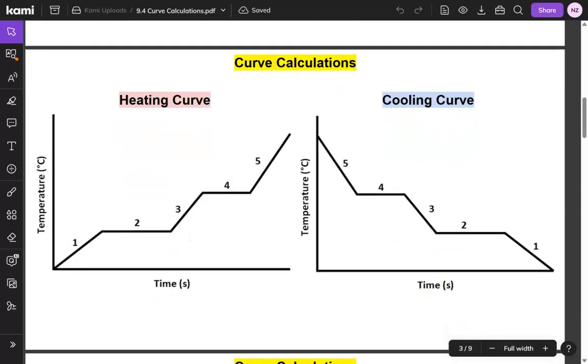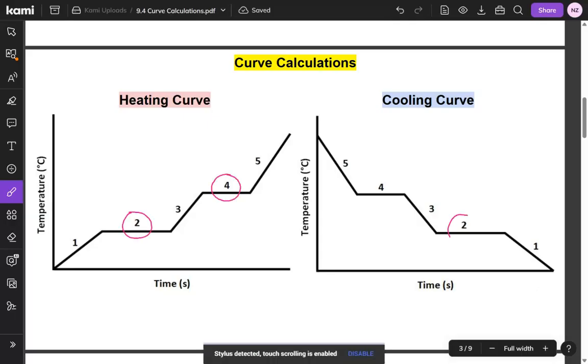So here we have a heating curve next to a cooling curve, and I've gone ahead and labeled all of the segments. So number 1, we are in a solid phase. 3, we are in the liquid phase, and 5, we are in the gas phase. Our plateaus are even numbers, so 2 and 4 on both curves are phase changes. 2, we are going between solid and liquid, and then 4, we are going between liquid and gas.